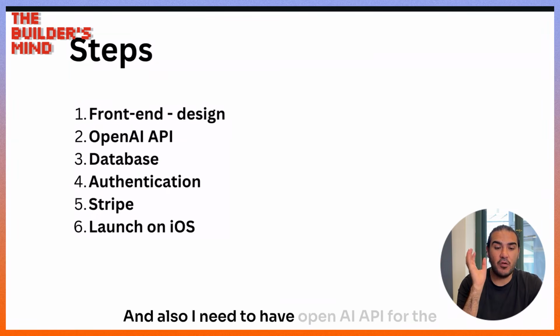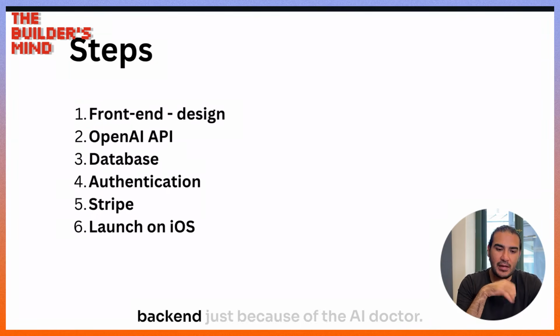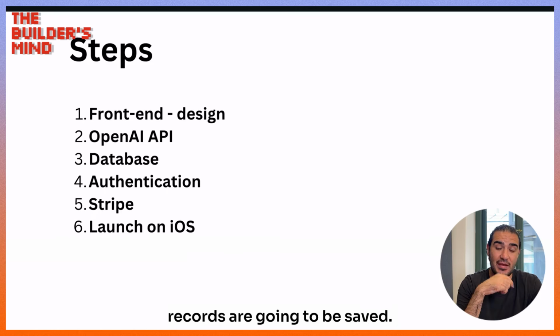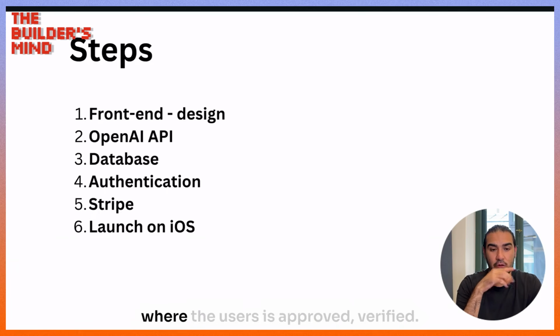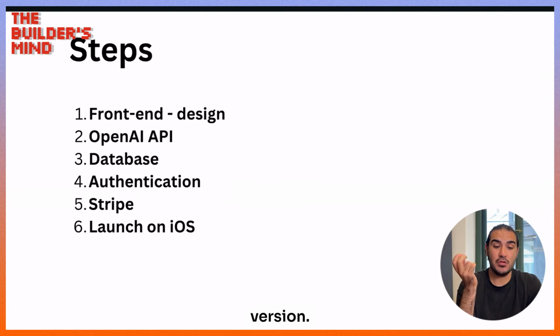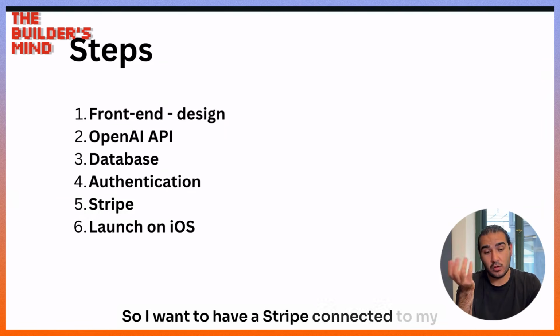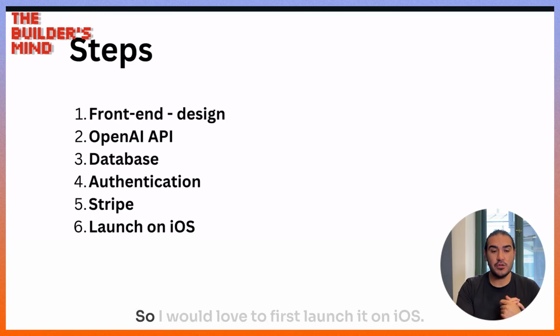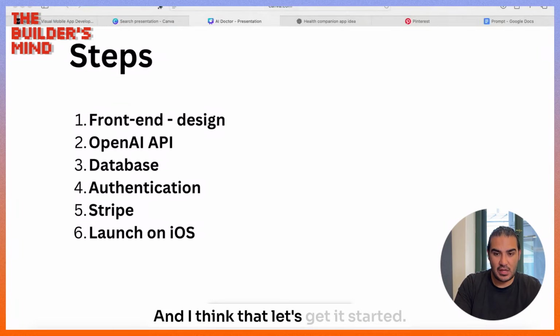I also need an OpenAI API for the backend, just because of the AI doctor. Then I need a database, where all the records are going to be saved. I also need a way for users to be approved and verified. I want to make a free version and a paid version, so I want to have Stripe connected to my app, and also launch it on iOS, because I'm an iOS user. So I would love to launch on iOS first. And let's get it started.